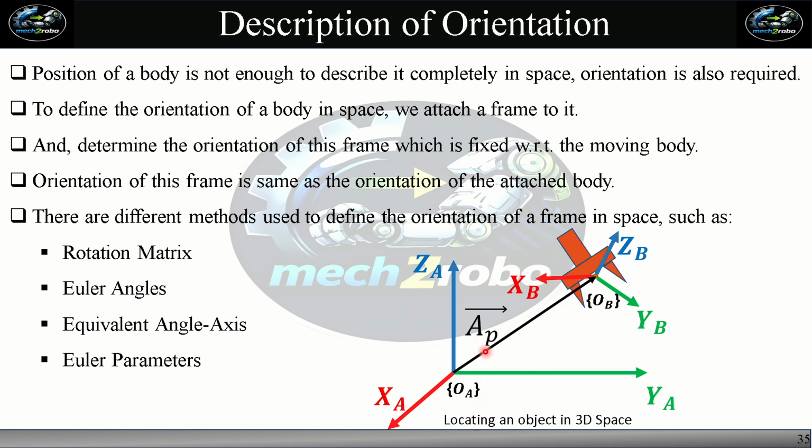Here pA represents the position, and there are different methods to define the orientation of a frame in space with respect to a fixed frame, such as rotation matrix, Euler angles, equivalent angle axis, and Euler parameters, which we will discuss in the following videos. Thank you.